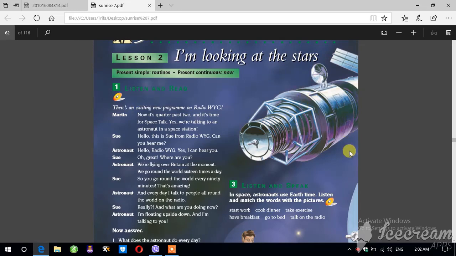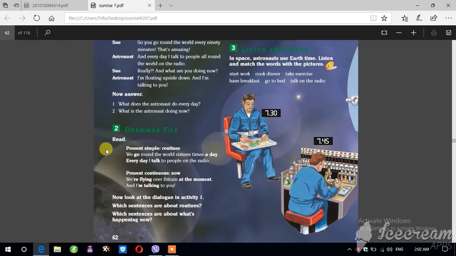If we look at the structure, look at present continuous. Now we are flying over the Britain at the moment, so means now we are flying over Britain. I am talking to you. Now I am talking to you. The structure is subject, verb to be, verb plus ing. I is the subject and verb to be, talking, verb plus ing, to you, complement. So it is very easy.